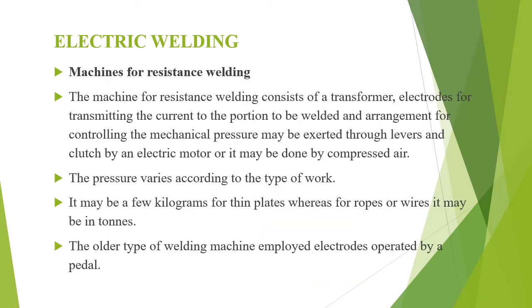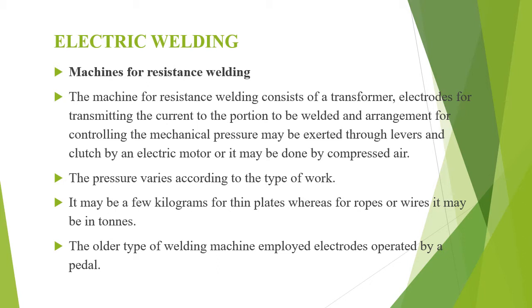Next topic, machines used for resistance welding. The machine for resistance welding consists of a transformer, electrodes for transmitting the current to the portion to be welded, and an arrangement for controlling the mechanical pressure, which may be exerted through levers and a clutch by an electric motor, or by compressed air. The pressure varies according to the type of work. It may be a few kilograms for thin plates, whereas for ropes or wires it may be in tons.